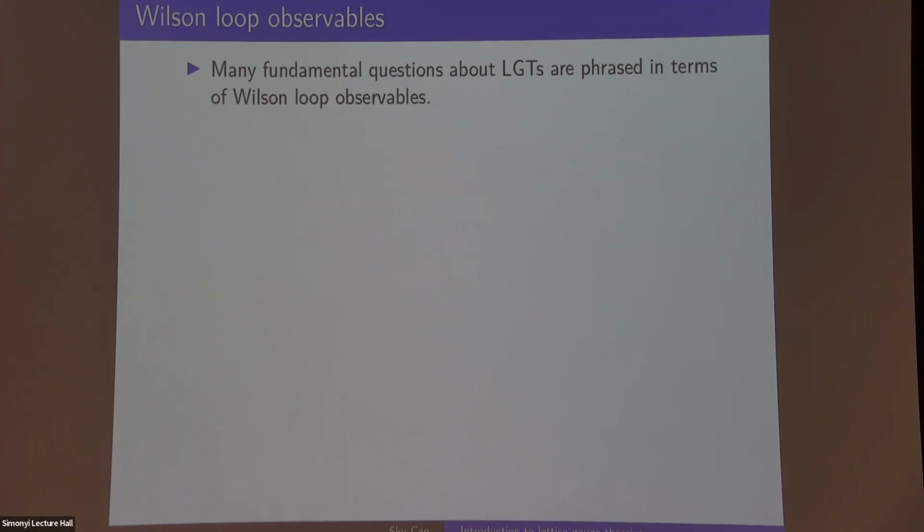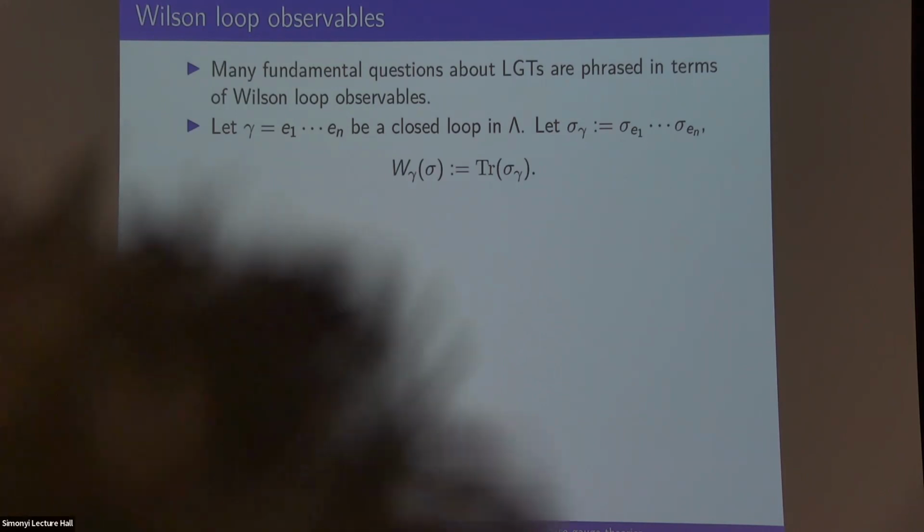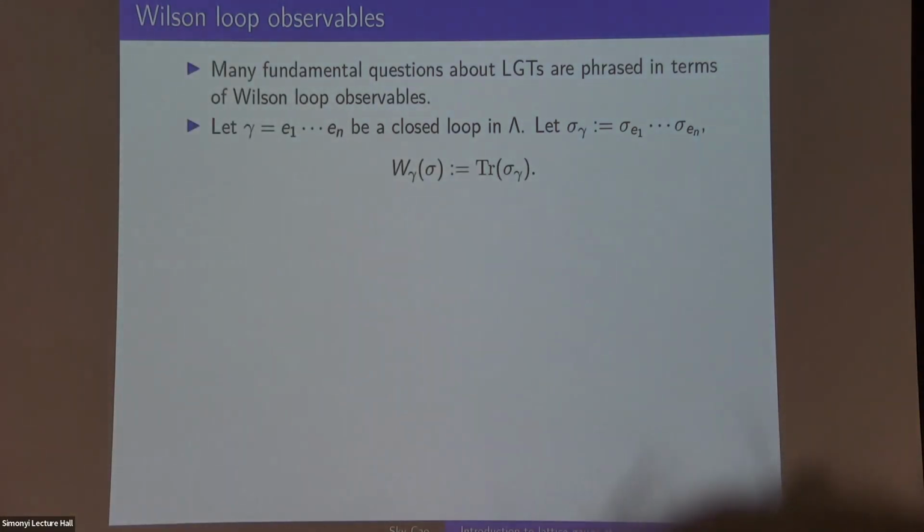The basic questions involve these things called Wilson loop observables. So I want to define that next. The definition is very quick, just one line. I start with a closed loop in my lattice, gamma, say with edges E1 through En. And then given gamma and given a configuration sigma, I define sigma gamma, again abusing notation, to be the product of sigma E1 through sigma En. You can think of this as traversing your loop, and for every edge you take, you multiply by the group element assigned to that edge. And so given all this, I can define this function W gamma on configurations, which takes sigma to the trace of sigma gamma. This function is exactly what is known as a Wilson loop observable.